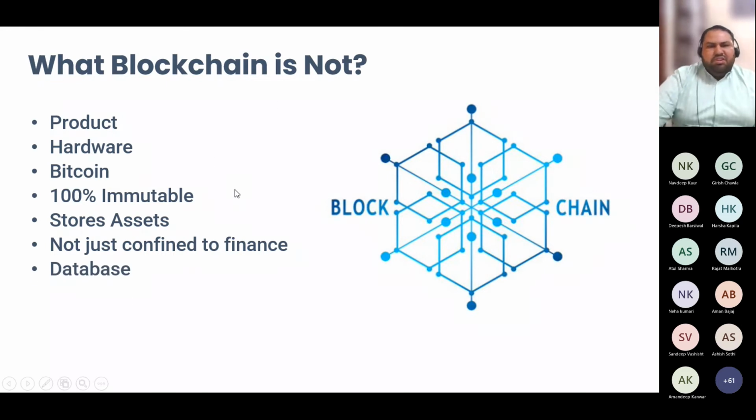And the last one is database. Blockchain is not a database, or you can say it's not a straightforward database. The ledgers are not rows or columns stored in a blockchain, but blockchain can be described as a highly enhanced distributed database. So these are the misconceptions to be taken care of while we understand blockchain concepts.